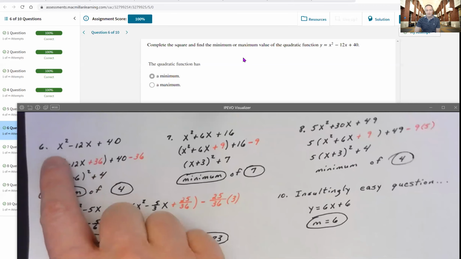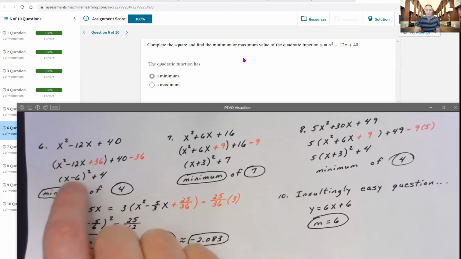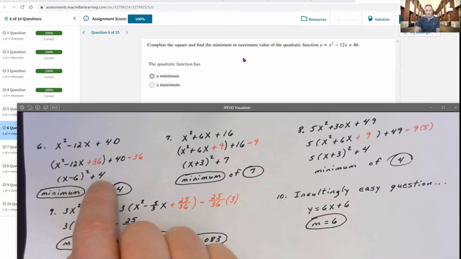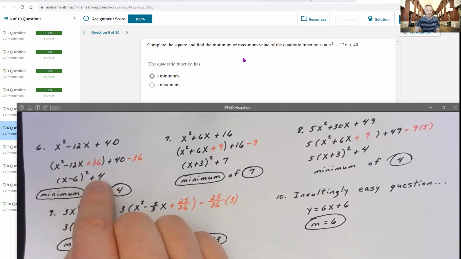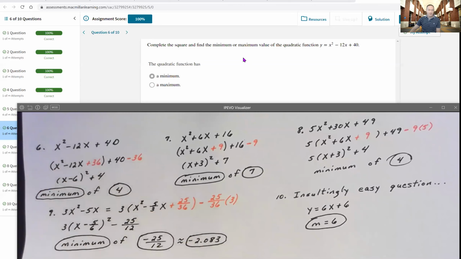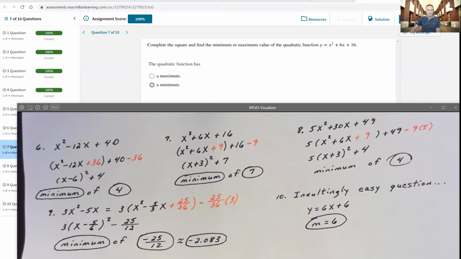Now, from the very beginning of this, I knew that this parabola pointed upwards and had a vertex that was a minimum just because it's a positive quadratic. So I knew I had a minimum, and now I can see that this is a minimum at 4. This is just where the vertex has been shifted 6 units to the right and 4 units up from the origin. So I would say a minimum at 4 here, and you can see where I answered those values there, and Achieve liked it.